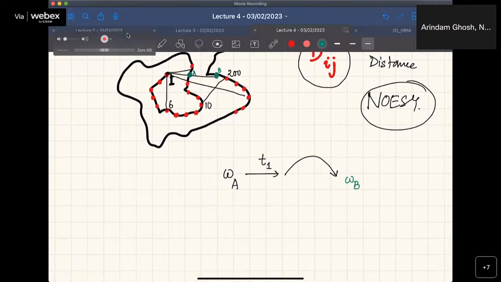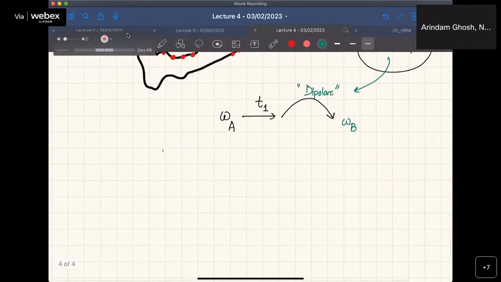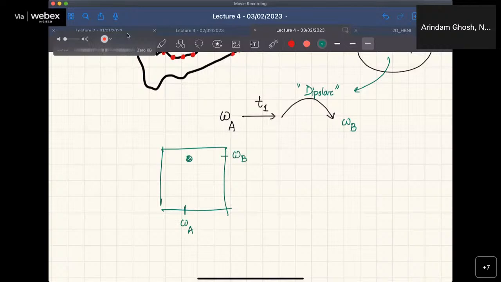Dipolar transfer. So this is called a dipolar thing that is being exploited in NOESY. So you'll get B, and when you plot this, you'll get an omega A frequency over here, maybe an omega B frequency over here, and you'll get a peak here in between omega A and omega B.